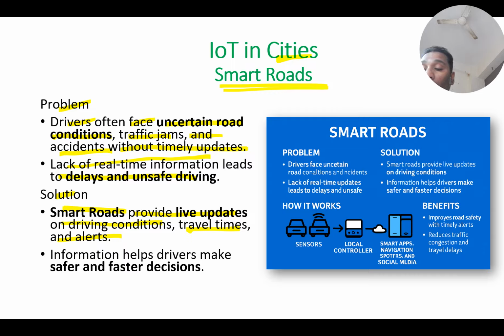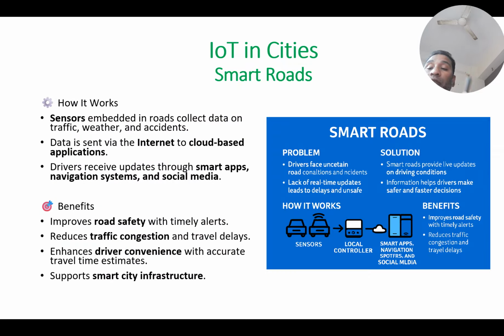They all give live updates. The information helps the driver make safer and faster decisions, right? Now, how it works, let us see. The sensors are embedded in the road. They collect data about traffic, about weather, about accidents, and when they collect the data they send it to the internet, to cloud-based applications. See here, the sensors on the road send the data to the cloud.